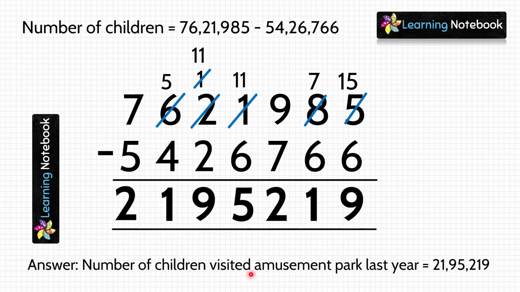Number of children visited amusement park last year equals to 21,95,219. So students, now I'm sure you have understood how to do addition and subtraction of large numbers and how to solve their word problems.